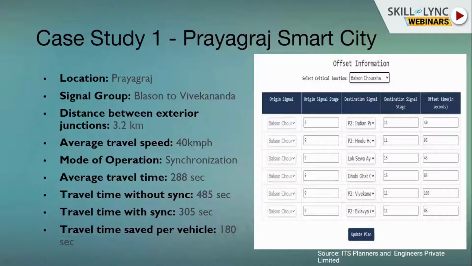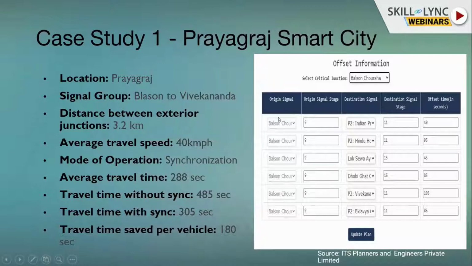Now imagine that a person traveling from Balsan to Vivekananda has to stop at 7 signals within a span of 3 kilometers. Usually it took him 500 seconds to cross that 3.2 kilometers. 500 seconds is somewhere around 8 minutes or more to cross from Balsan to Vivekananda. But what you could do is select a critical junction so that you can create a route.